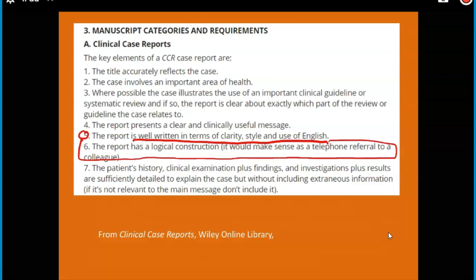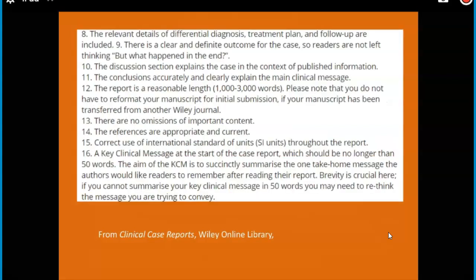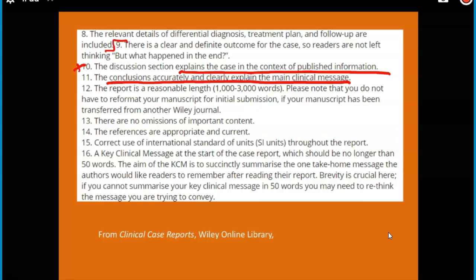And then the other items follow here, and this is kind of weird with 8 and 9. This wasn't properly formatted on the website. There's screenshots. But it lists here: the discussion section explains the case in the context of published information, right? Very common. The conclusions accurately and clearly explain the main clinical message. If you look at the length, they're pretty short. Again, this can vary from journal to journal, but this is pretty standard.